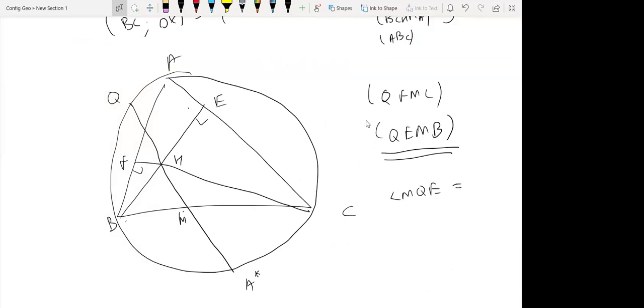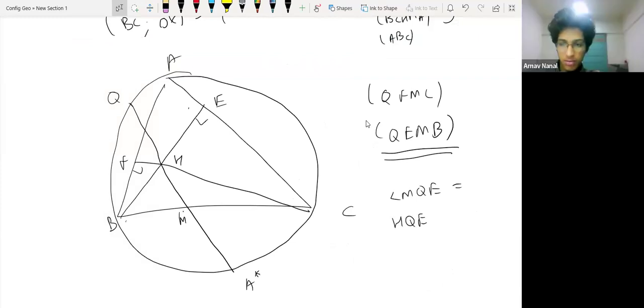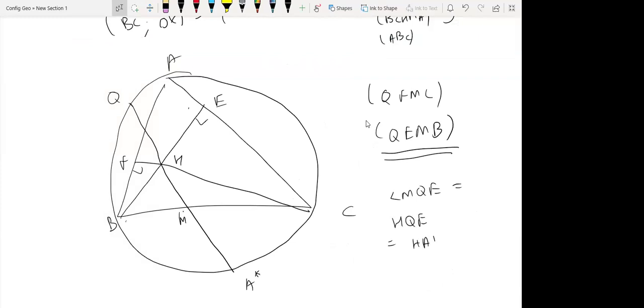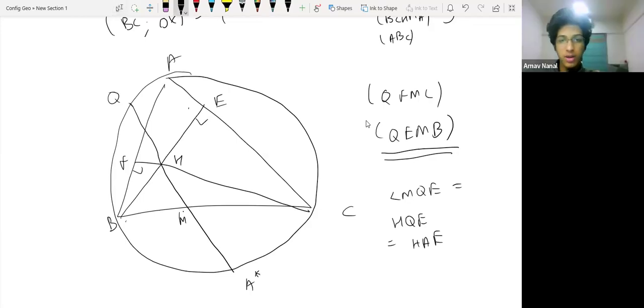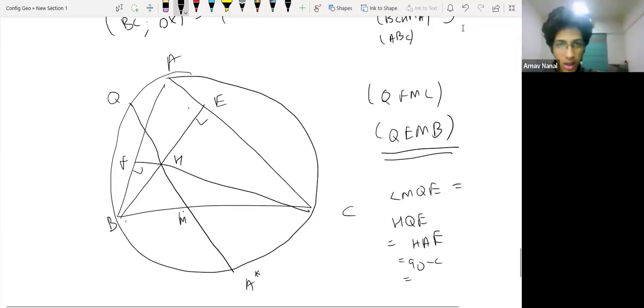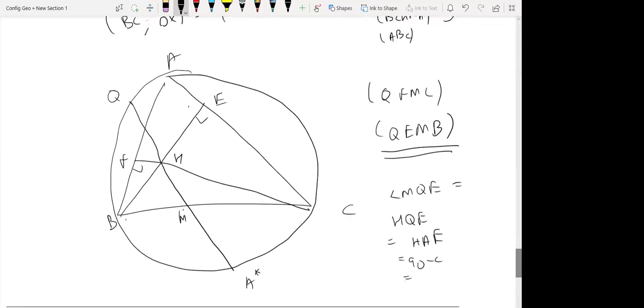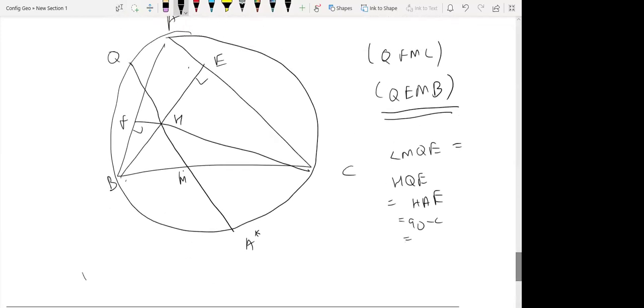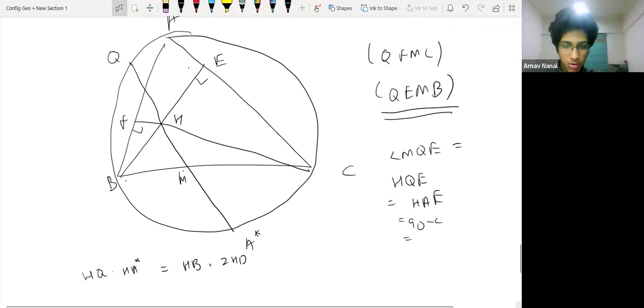So angle MQE is just angle HQE, that is angle HAE, and that is angle MBE. This also follows by power of a point, because we have HQ times HA' is equal to HP times 2HE, which implies that HQ times HM is equal to HP times HE. Wait, I did not follow. Could you repeat? We have HQ times HA' is equal to HP times 2 times HE, and HA'. Yes, true.